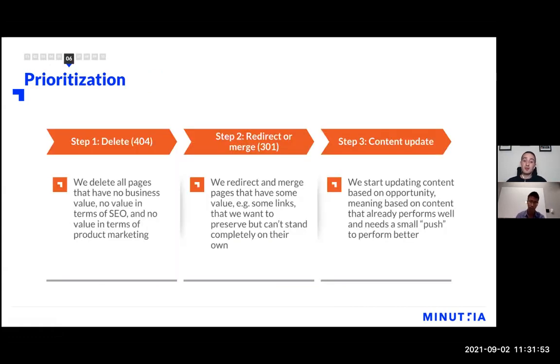Now, so far so good, but the question here could be, okay, but how do we prioritize all these things? Where can we get started? This is the way we are doing it. First, we handle all the pages that we need to delete, okay? These are pages that, as we mentioned earlier, have no business value. They have no value in terms of SEO and maybe are holding the performance of your website down as a whole. And most likely they don't have value in terms of product marketing as well.